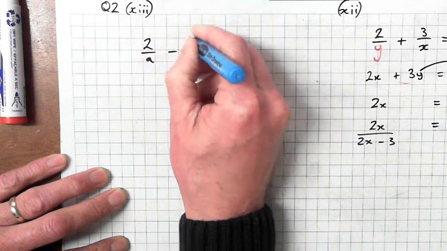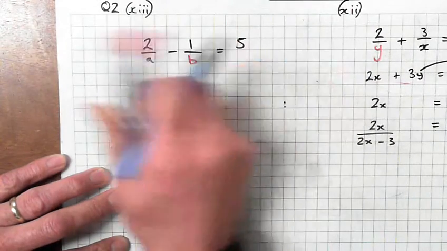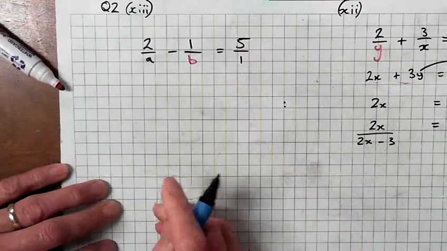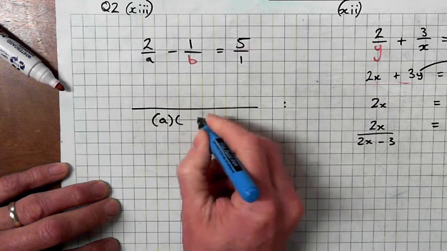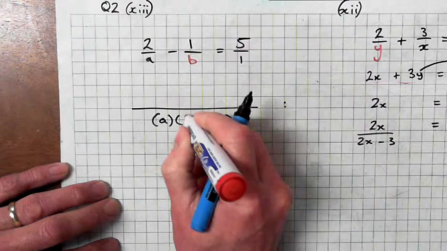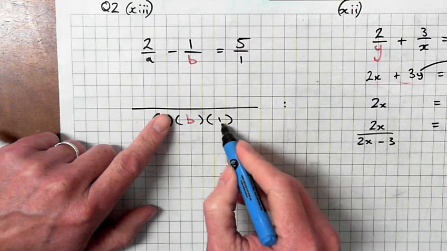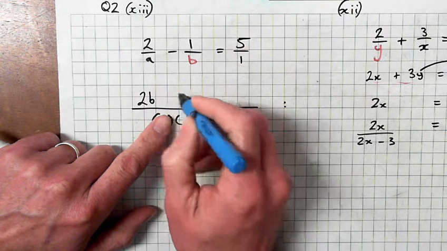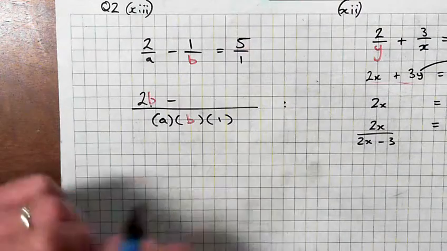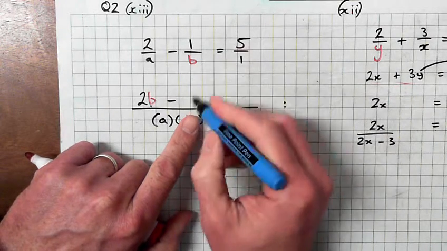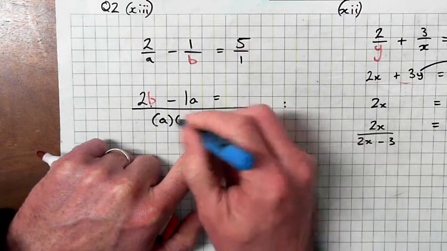Two over a minus 1 over b is equal to 5, which is 5 over 1. Make b the subject of it. So again, the LCM is a times b times 1. Same as before. Right, divide a into this and I'm left with 1b times 2. Just write the b's in red. Divide b into this and we're left with 1a times 1. It's still 1a. Divide 1 into this and I'm left with ab times 5.